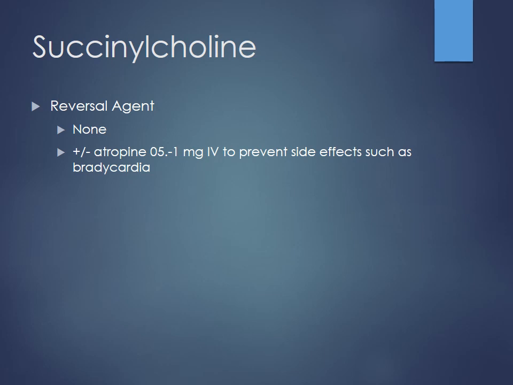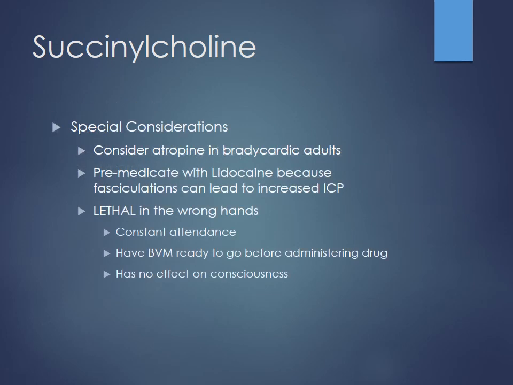That should be 0.5 milligrams to 1 milligram, not 0.05 or 0.5, whatever that is. Not right. Okay. So again, if you already have a bradycardic adult, make sure to consider using atropine for them. And if you're worried about ICP, pre-medicate with lidocaine. Always be very careful anytime you're giving this drug. Make sure you get a good history beforehand, and make sure you're giving the sedative agents prior to giving your paralytic.